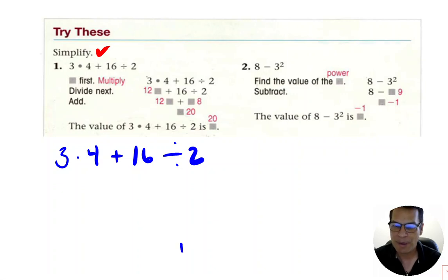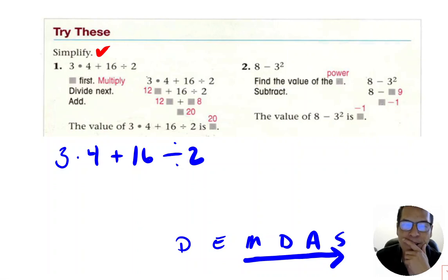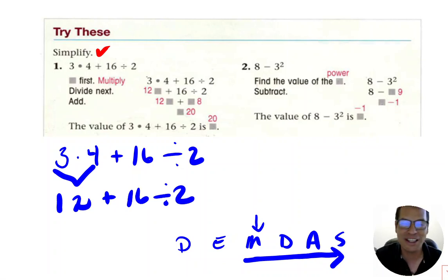So PEMDAS: parentheses, exponents, multiplication, division, addition, subtraction, and all of these are from left to right. All right, so we have multiplication and division. So multiplication comes first in PEMDAS. So we're going to evaluate 3 times 4. Well, that's 12 plus 16 divided by 2. Notice I just brought everything down.